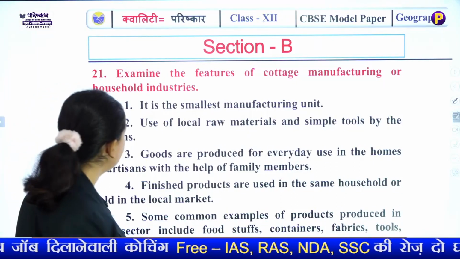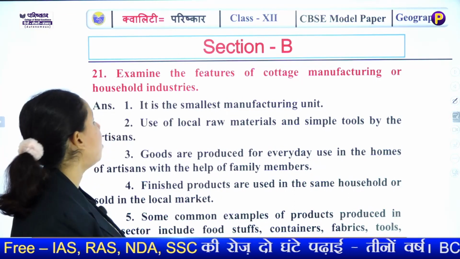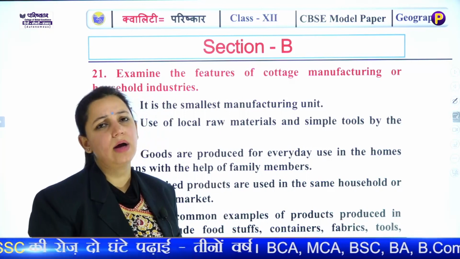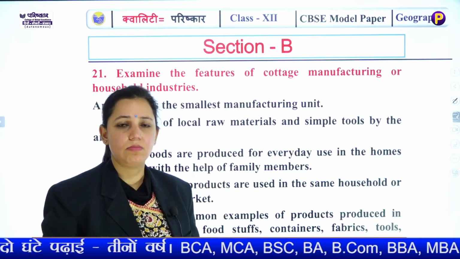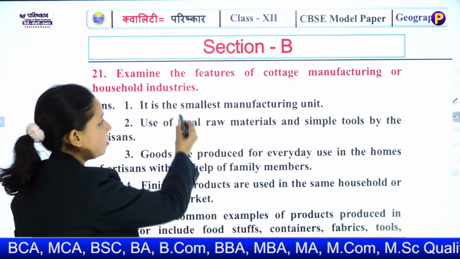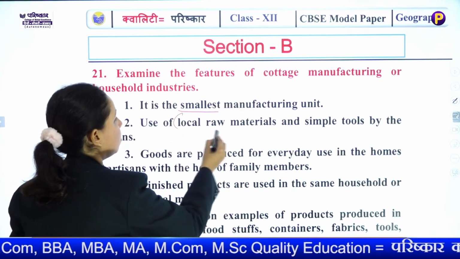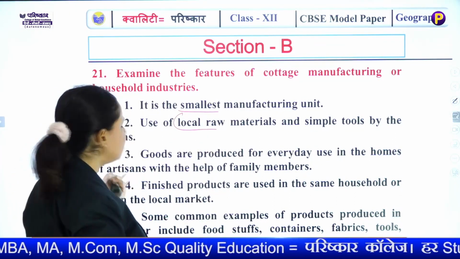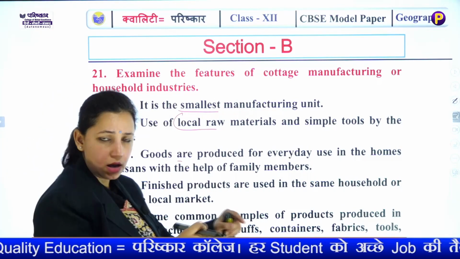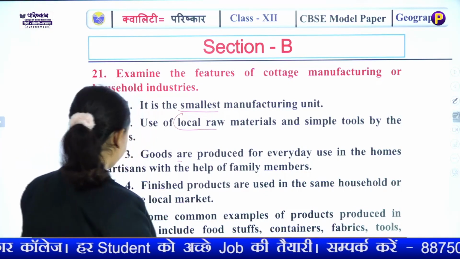Next question, examine the features of cottage manufacturing or household industry. Now you know these are small scale industries, so you have to write in points the important characteristics of these industries. So what is the answer? I told you it's a small manufacturing unit. The raw materials which they use are local, with simple tools. Goods are produced and sold among the community or to the local market.